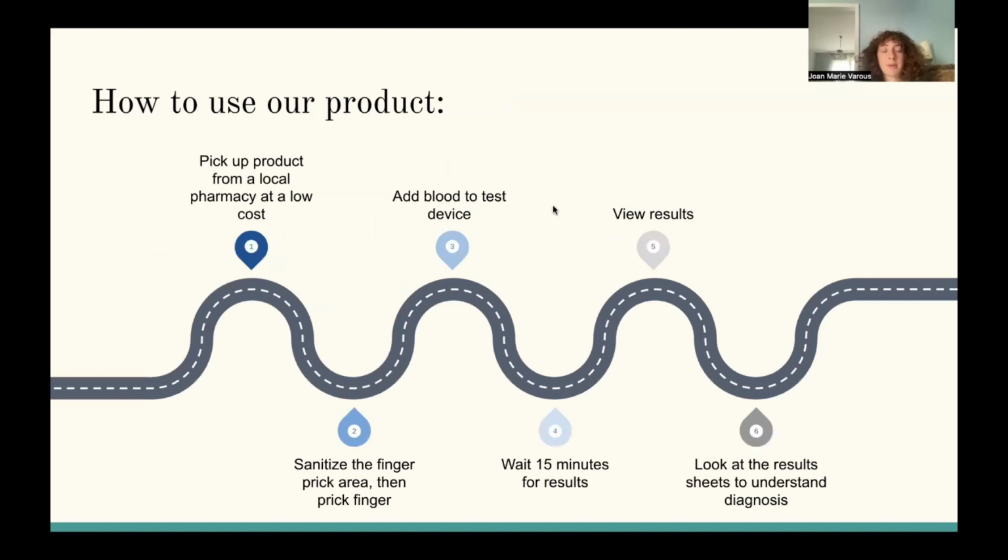This is a roadmap on how to use our product. First, you can pick up the product from a local pharmacy or perhaps at a convenience store. You will sanitize your finger using an alcohol wipe, then prick your finger using the finger pricking device included in the product. Then you will add your blood to the rapid test and wait 15 minutes for your results. Your results will either appear as one line or two lines, which can be analyzed with the provided results sheet.